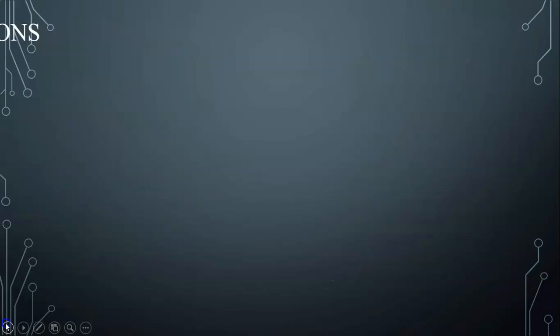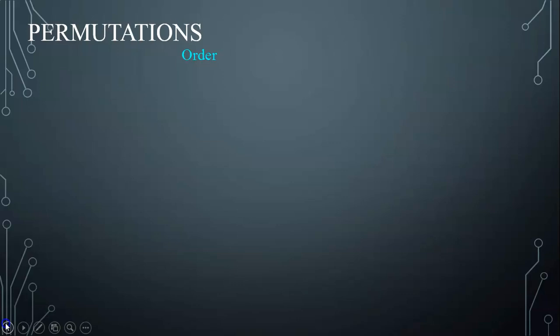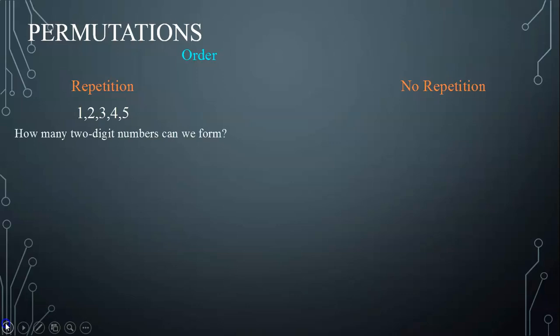Now moving to permutations. Remember, permutations include order in the arrangements formed. But permutations could be done with repetition or without repetition. What does that mean? Suppose I have this set of digits from 1 to 5. How many 2-digit numbers can I form? Here we have order, as in 2-digit numbers, 12 and 21, for example, are not the same.